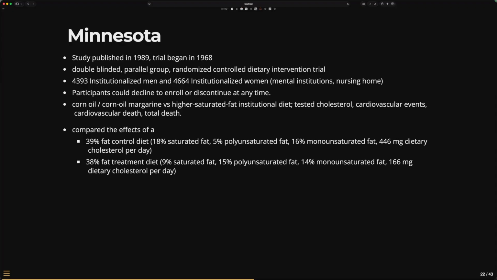And these are just the percentages of types of fat in the diet. They compared the higher saturated fat diet at 18% saturated fat to the lower saturated fat diet at 9% saturated fat. Wow, that's a pretty big difference for just saturated fat percentages. Yeah, and because of that, polyunsaturated fat was 5% versus 15%. So obviously that's where most of the difference went.